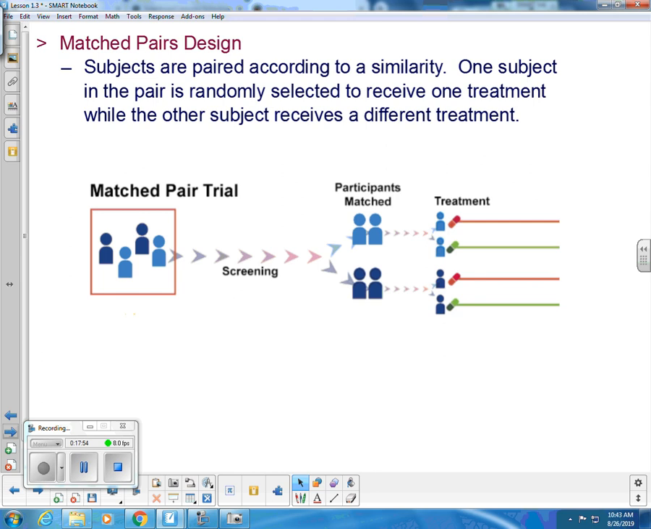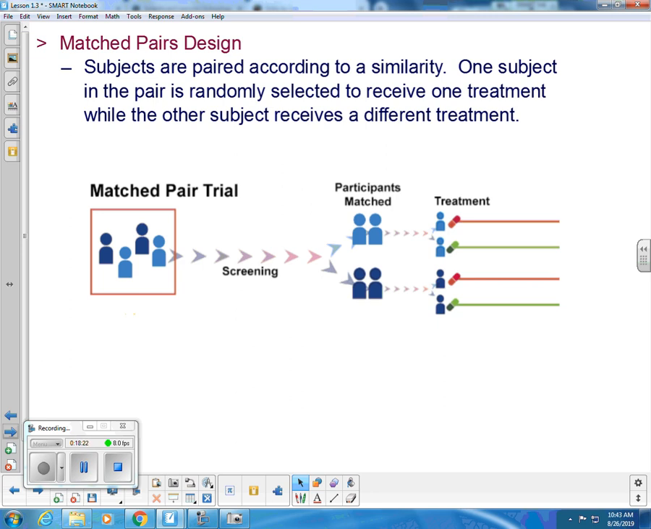Okay, matched pairs. Subjects are paired according to a similarity. So maybe they're both males, maybe they're both white, maybe they're both in their 20s, whatever. So they're called matched pairs. You're pairing them up, and then one of them gets the treatment, one of them gets the control. Or in this case, they gave them two different treatments. And then they're going to see how they work.